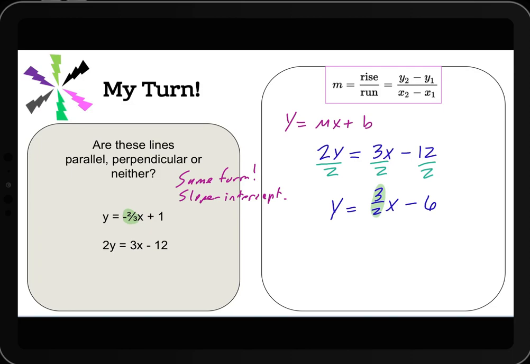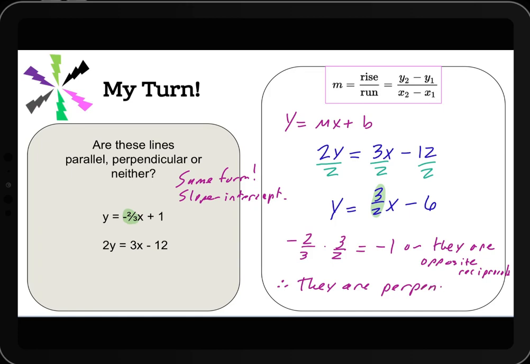One way I can write my justification now is that negative 2/3 times 3/2 is equal to negative 1. Or you could say they are opposite reciprocals. Because they are opposite reciprocals, this means they are perpendicular. Because we've shown that the slopes are opposite reciprocals, we now know that they are in fact perpendicular.